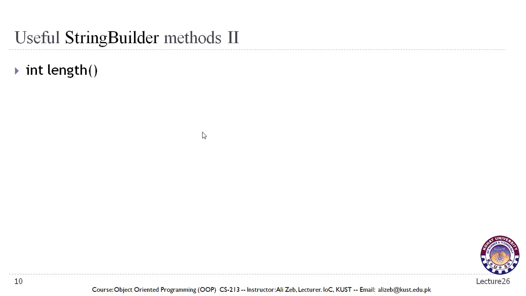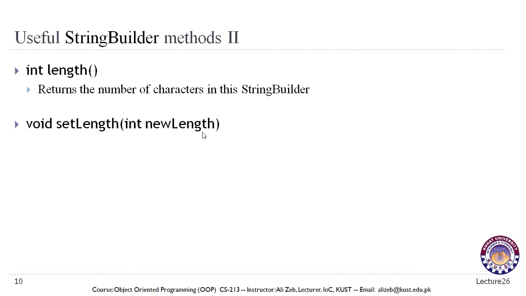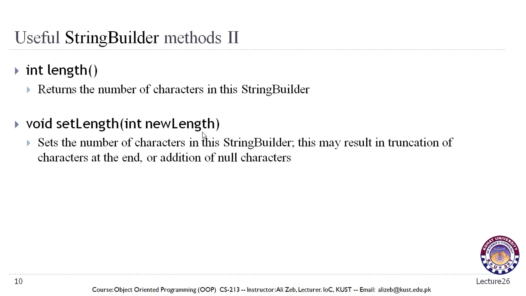We had a look at the length method. It returns the number of characters in the string builder. We had a look at the setLength method that sets the length of our string builder object to a certain length. It sets the number of characters in this string builder. This may result in truncation of characters at the end or addition of null characters.